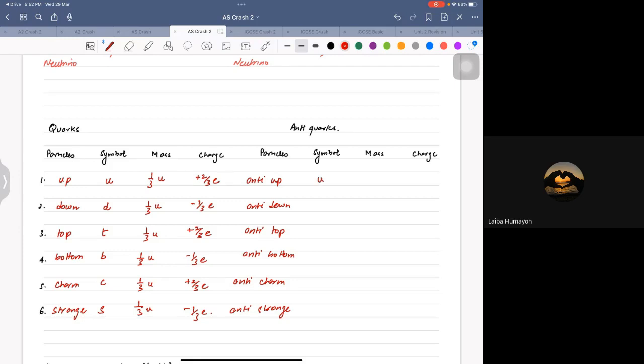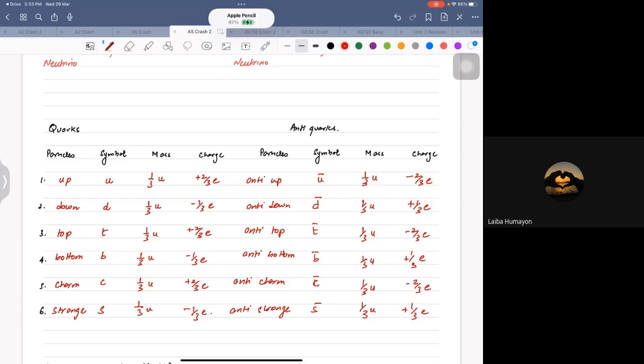The symbols are U dash, D dash. Dash basically tells you that it's an antiparticle. B dash, C dash, S dash. The mass, because physical properties stay the same, would be the same, 1 by 3 U for all of them. And the charge would now be opposite as well: negative 2 by 3E, plus 1 by 3E, negative 2 by 3E, plus 1 by 3E, negative 2 by 3E, plus 1 by 3E. So opposite charge, same mass. Everybody understand this? Any questions?